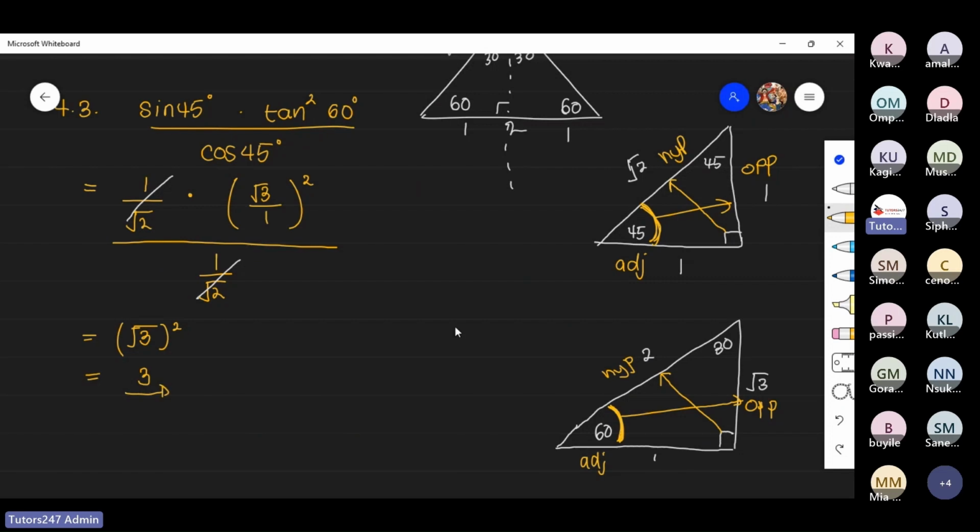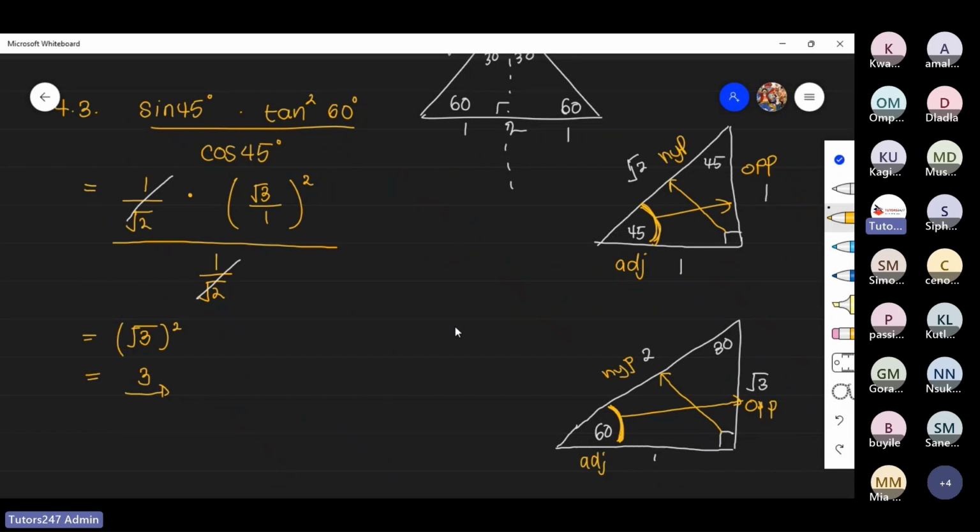In order for us to solve this question, the first thing that we needed to do was to draw our special angled triangles. Once we drew our special angled triangles, we were then able to extract the values that we needed based on the positions of those angles. Okay, that is very important. So all we needed to do was substitute the values and simplify.